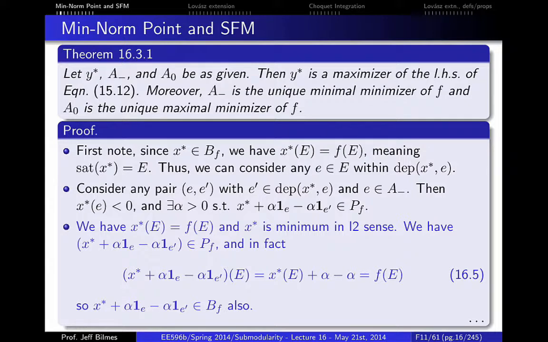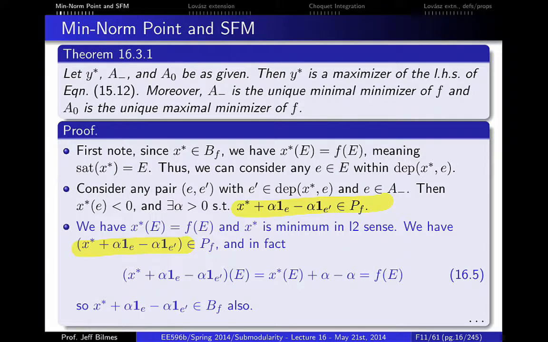Now we do also have that x star is not only feasible, but it's minimal in the L2 sense, and it's the unique minimum element, because it's a quadratic, so it's strictly convex everywhere. And what we're going to claim is that, by the definition of depth, when we adjust x star in this way, nudging a little bit in the e direction and a little bit in the e prime minus direction, we haven't left the polytope, right? And in fact, not only that, but we're still tight.